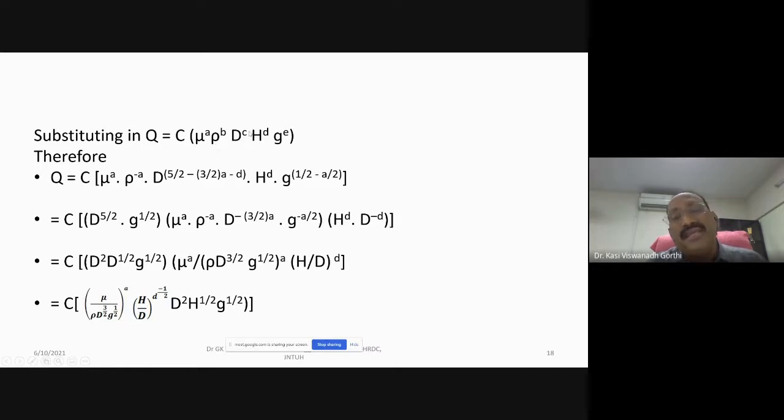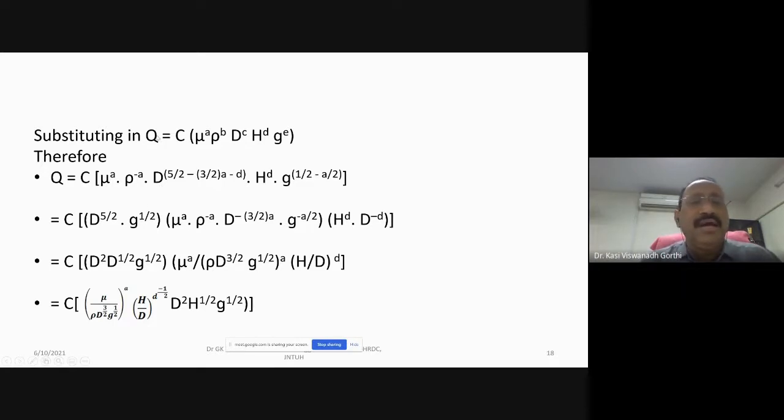D to the power c, c that you have got as 5 by 2 minus 3 by 2 a minus d, into h to the power d itself, because we are solving in terms of a and d. g to the power e, e is half minus a by 2, 1 minus a by 2. Now separate all the exponent variables here.